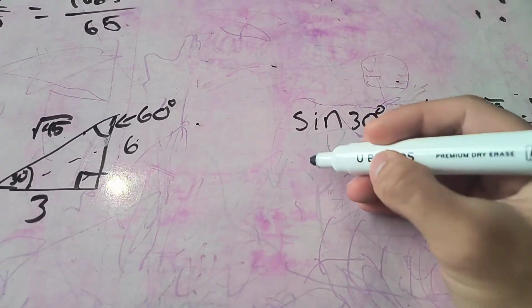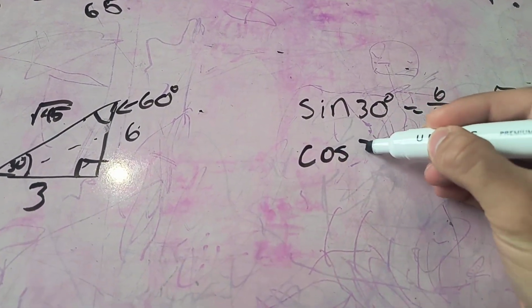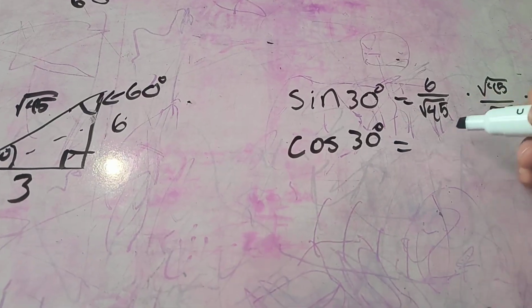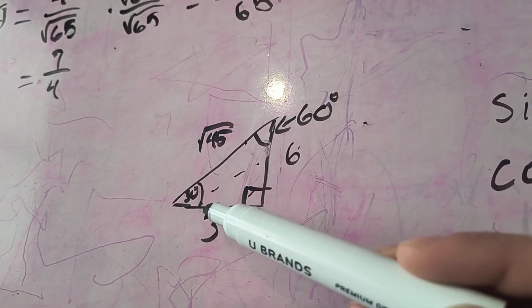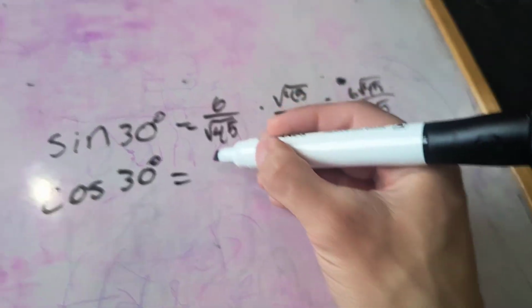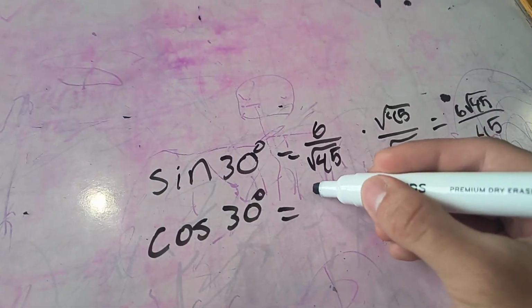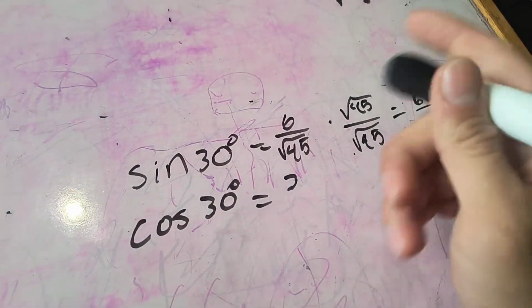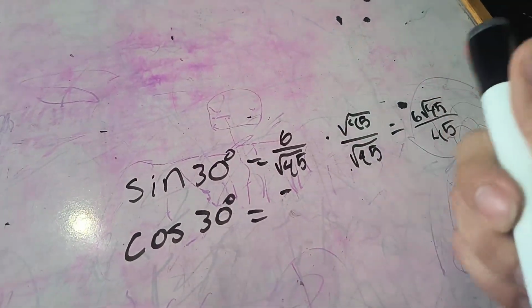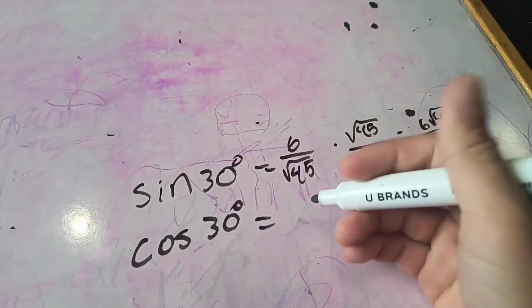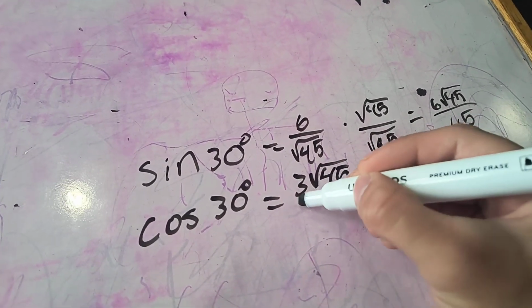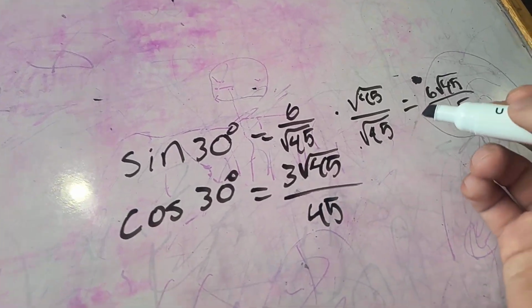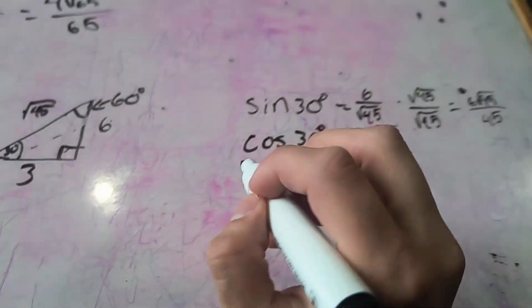Okay, now let's find cosine of 30 degrees, which is equal to the adjacent over hypotenuse. The adjacent is the one right next to it, right here. So 3 over the hypotenuse, and I'm just going to write down that we've already done the simplification of multiplying both by the square root of 45. So I'm just going to write 3 times the square root of 45 over 45, just to speed it up because it's taking a while.